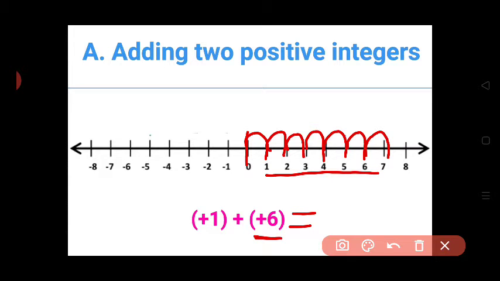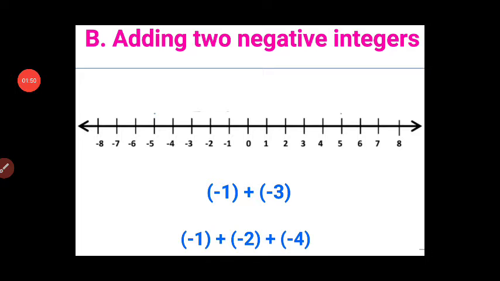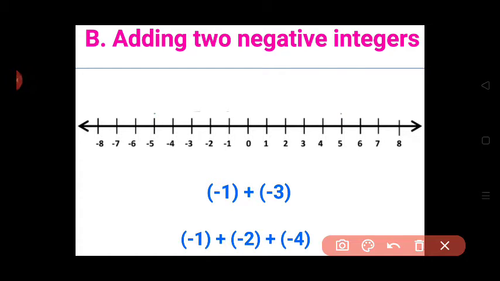The answer will be what? +7, because both addends are in positive sign. They are positive integers and adding, the result will also be positive. The next case is adding two negative integers. If you notice the question, given two negative integers -1 and -3.